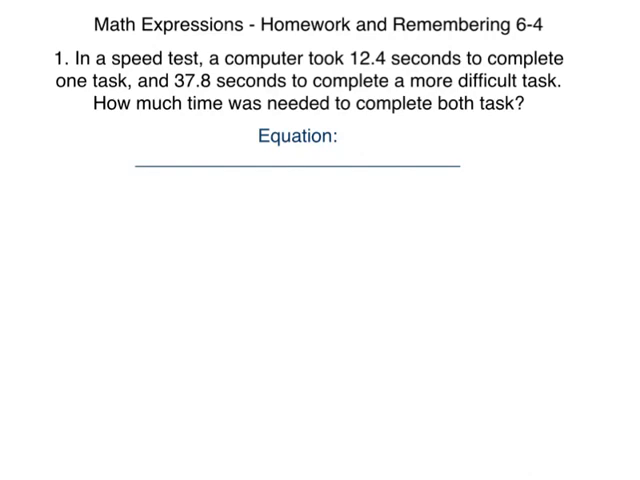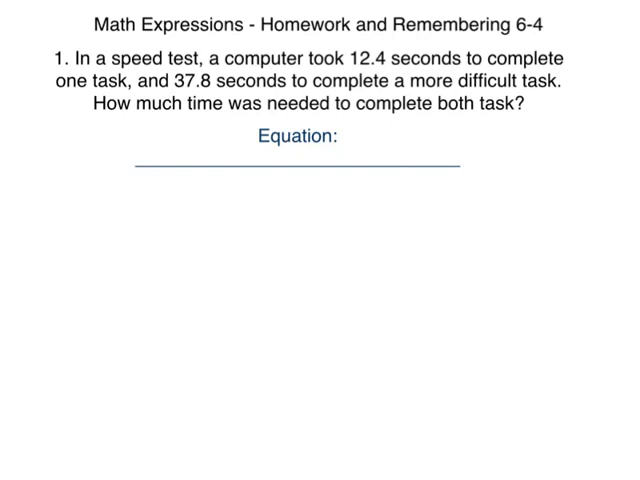So, looking at number 1 on the homework side, 6-4, it says, in a speed test, a computer took 12 4/10 seconds to complete one task and 37 8/10 seconds to complete a more difficult task. How much time was needed to complete both tasks? There were how many tasks? Well, there were 2. And we need to figure out how much time it took for both. I think this is a pretty simple problem to figure out how to solve.